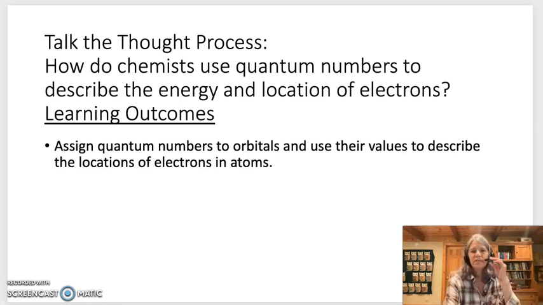Okay, in this episode of Talk the Thought Process, we're going to talk about how chemists use quantum numbers to identify the electrons in an atom. It's going to be very confusing for students because it's kind of like learning a new language, and it's a little jargony. So I think it works best if we work through building up the atoms one at a time and showing how the quantum numbers are used.